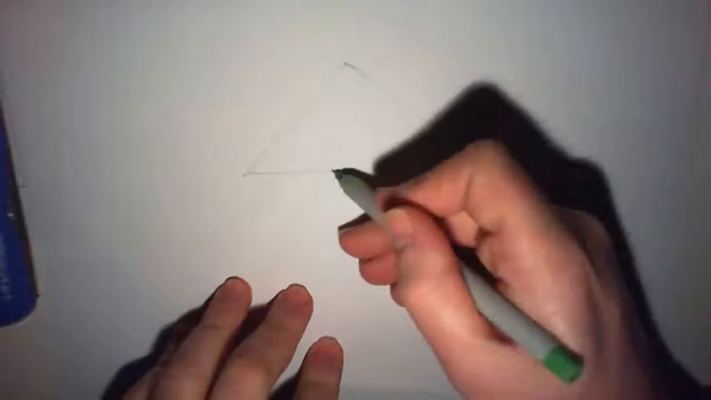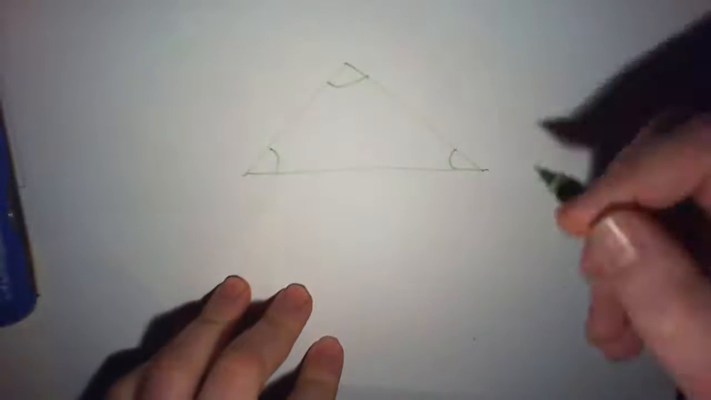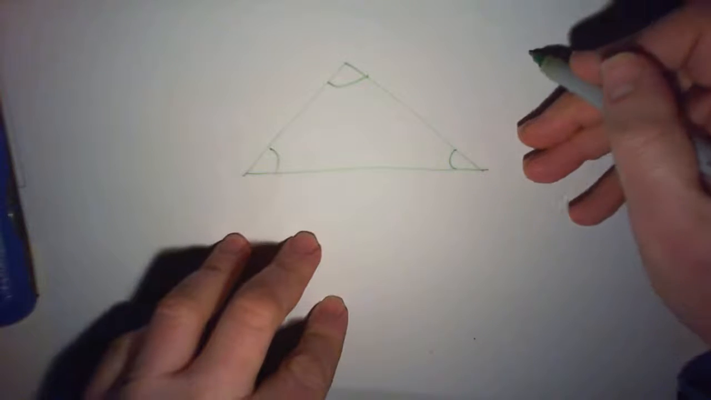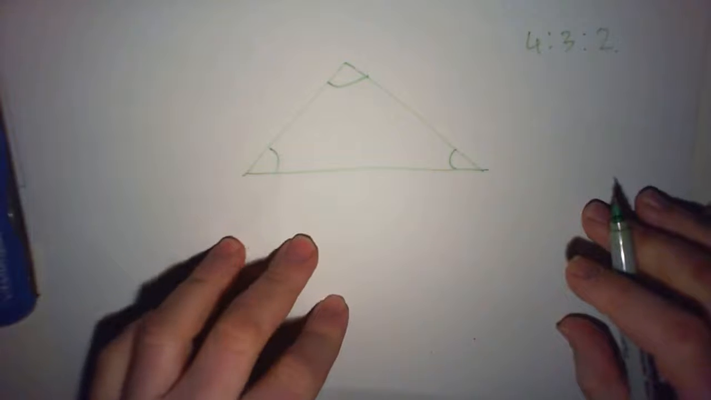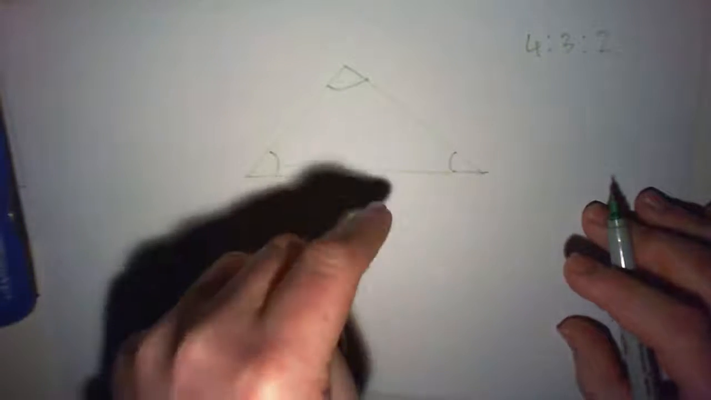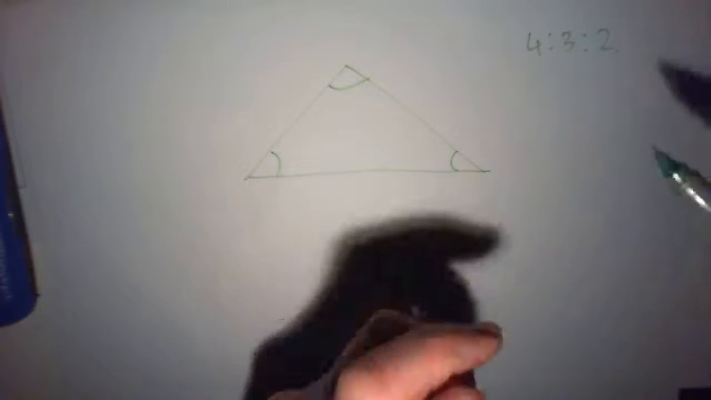Okay, so here's another example. Let's go a bit tougher. Oh, here's a nice tough one. A triangle with 3 angles. And the ratio of the 3 angles is 4:3:2. And the question is, can you work out the actual angles? It doesn't make a difference which angle is which, but one of them is 4, and one of them is 3, and one of them is 2.